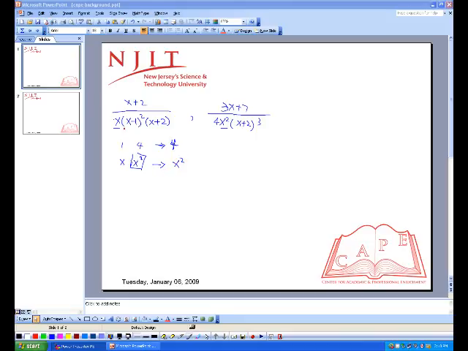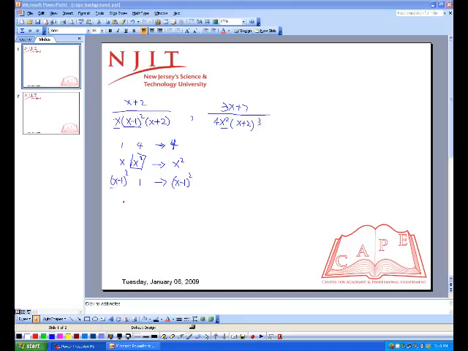Now another same base is x minus 1 squared for the first expression. But in the second expression, there's no x minus 1 squared. So that means the least common denominator is simply x minus 1 squared, because you can also think of it as the least common denominator between x minus 1 squared and 1. Okay, so that is x minus 1 squared.